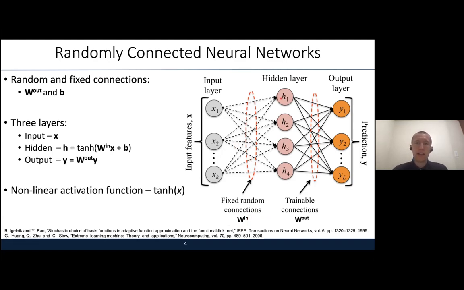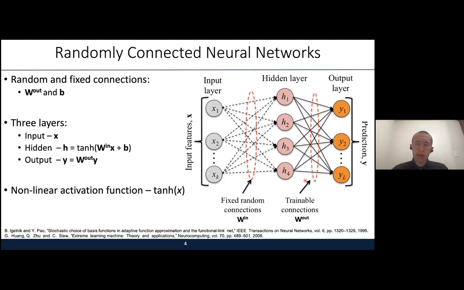Once we initialize the network, we can obtain the activations of the hidden layer. The activations are obtained by multiplying the values of the input layer X by W in, adding the bias vector, and applying a non-linearity function, which is tanh, or it can be a sigmoid function, for example.